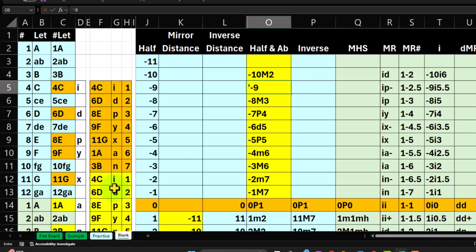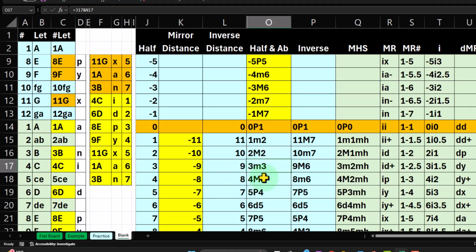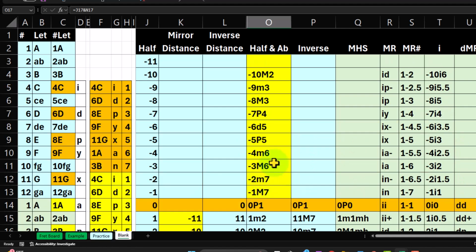The inverse would be 12 minus 9, which would be 3. So it would be a minor third. 3 notes away would be a minor third. So when I see minor third, I could say it's 3 notes clockwise, but it also could be 9 notes counterclockwise.